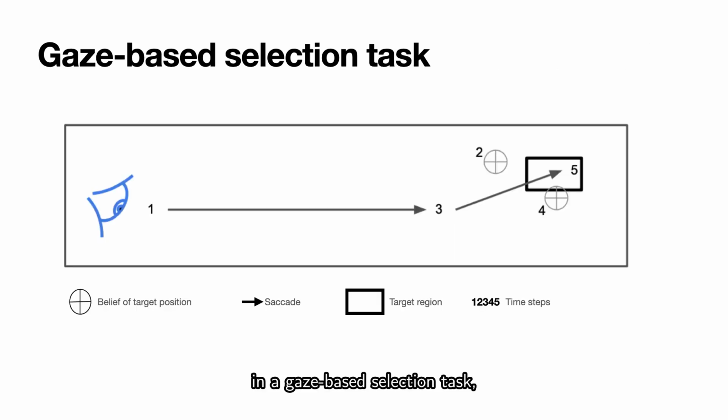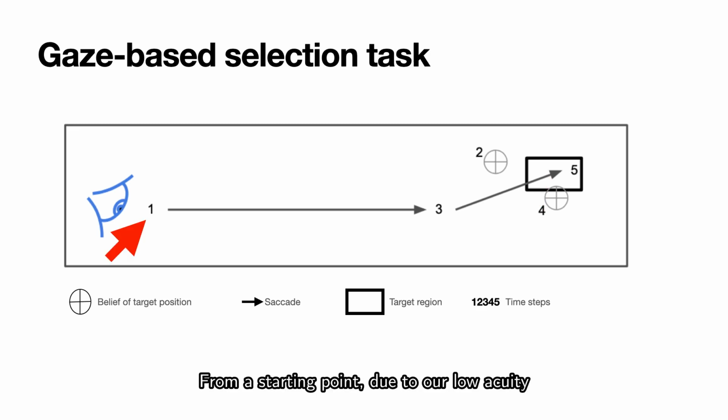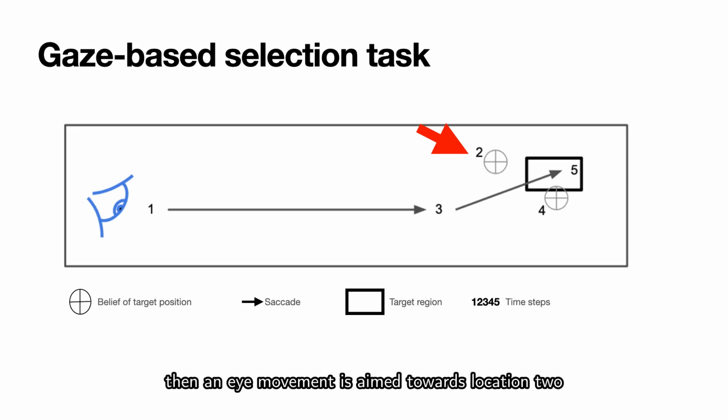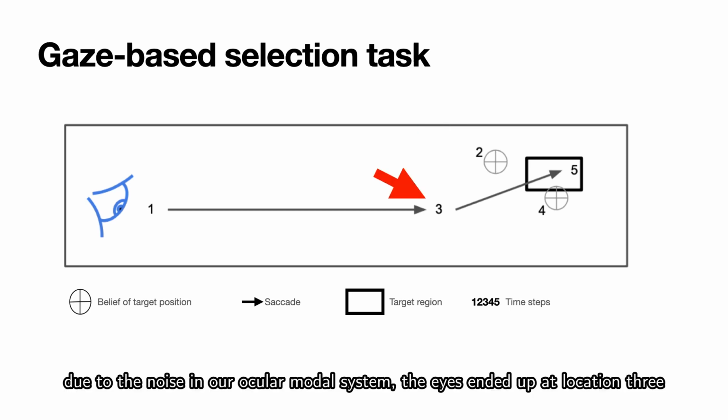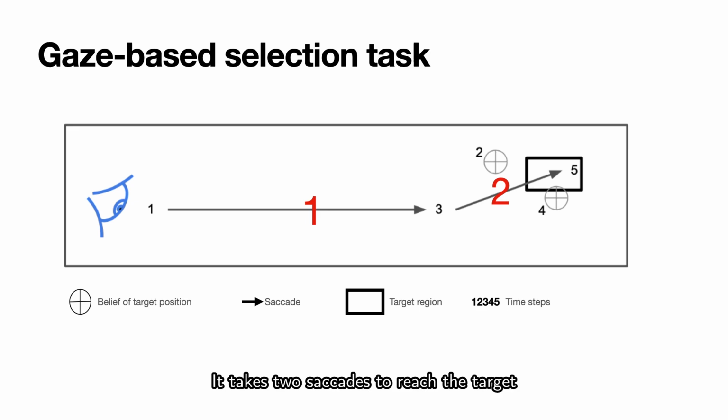In a gaze-based selection task, the user is often asked to move their gaze into a target region as quickly as possible. From a starting point, due to our low acuity peripheral vision, a noisy estimate of the target position is made, as shown in location 2. Then, an eye movement is aimed towards location 2. However, due to the noise in our ocular motor system, the eye ended up at location 3. The process repeats until it reaches the target. In this case, it takes 2 saccades to reach the target.